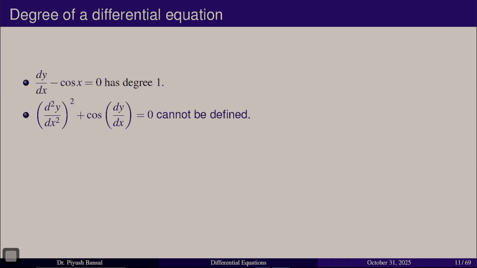In the next example, this one has dy by dx term coming as the angle of the cosine function. So, its degree will not be defined. So, this is not a polynomial equation in dy by dx. So, degree is not defined.